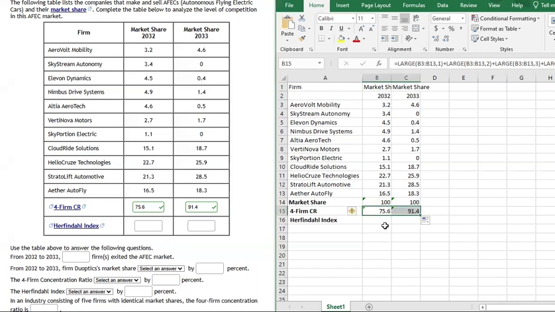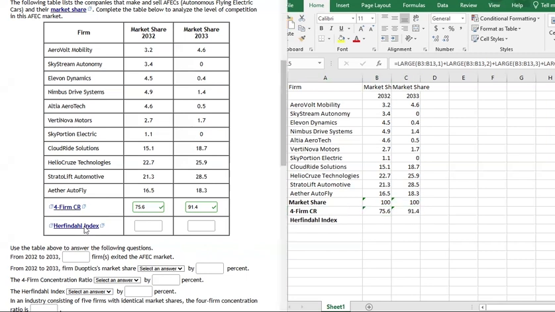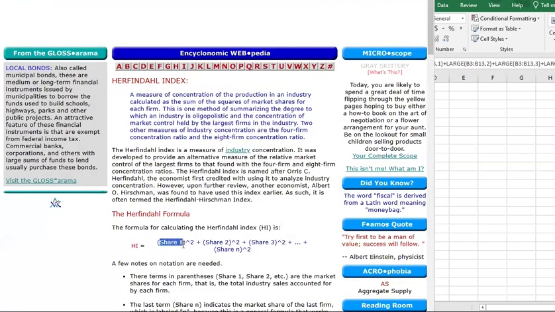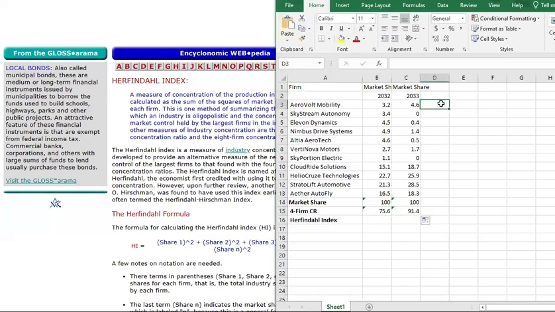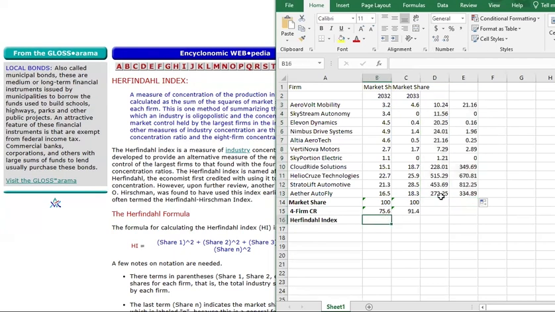Now we need to do the Herfindahl index. I'm going to click on this to find out how to calculate the Herfindahl index. So what you do is you take the share of the first company, you square it. You do that for the second company, the third company, and so on, to the last company. N is the last company. There are N companies here. N could be 4, N could be 11, N could be 25. So one way to do that would be to just square each of these values. And then do that for the year 2033, and then just sum those up, right?